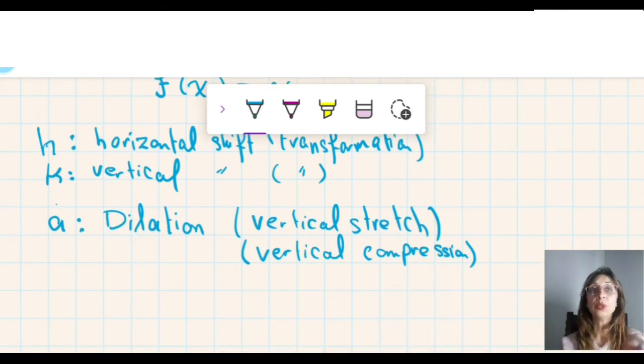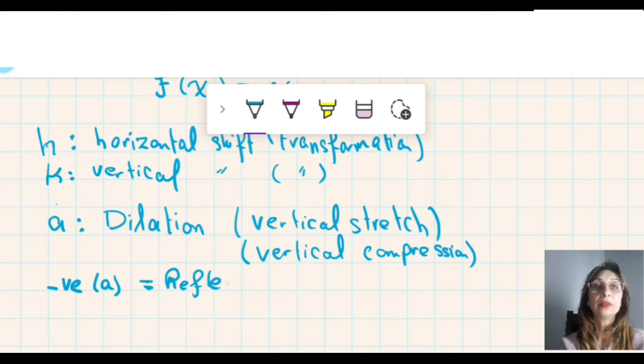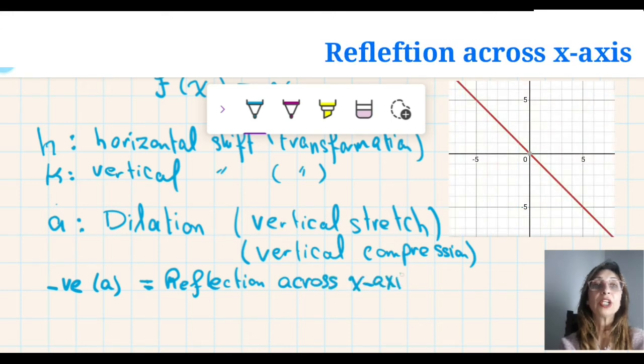The last thing to know is that if a is negative, if there is a negative sign before a or a negative sign before x, this means that it is a reflection across the x-axis. What does reflection mean? It means that the line is reflected across the x-axis.